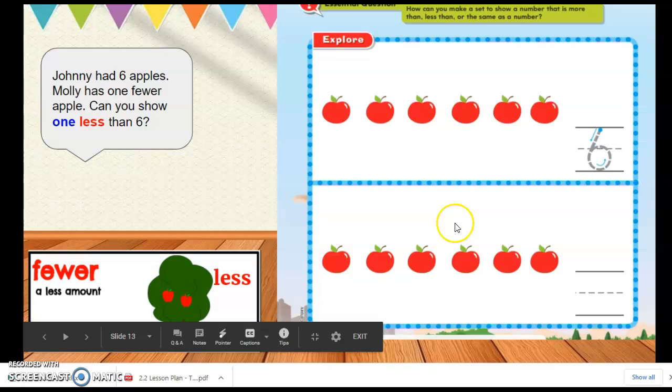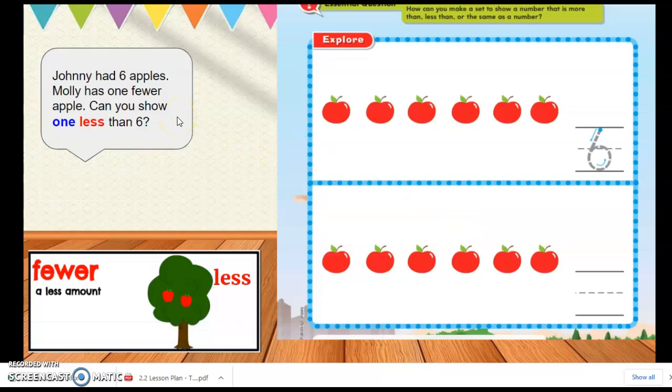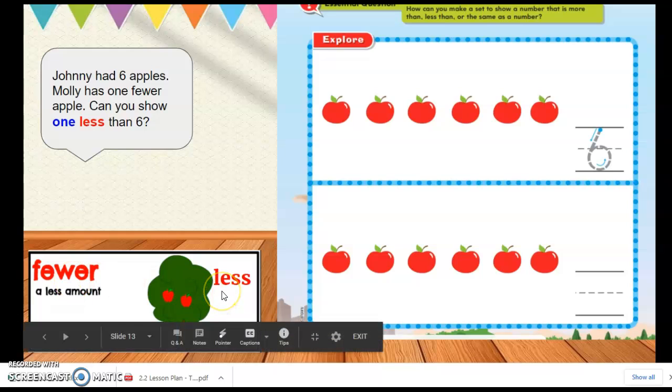Now let's practice. All right, it says Johnny had 6 apples. Molly has 1 fewer apple. Can you show 1 less than 6? So remember, fewer and less mean the same thing. If they say 1 fewer and 1 less, it means the same. So these are Johnny's apples, and now we have to show 1 less because Molly had 1 fewer. When we have 1 fewer or 1 less, we go back and rest. So that means we take away our 1 less.